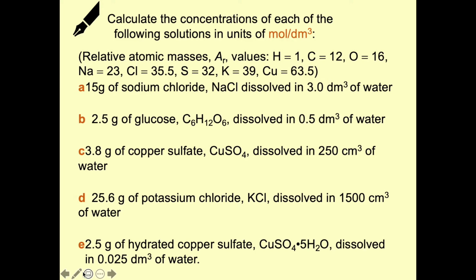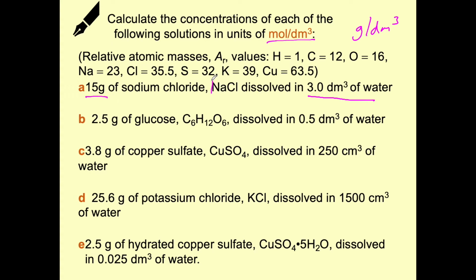So I will work through the first example with you. With this question, we've been given sodium chloride, 15 grams of it dissolved in 3 decimeter cubed. Now we want it in moles per decimeter cubed, so there's two ways of doing it. We could first convert our 15 grams to moles and then divide that by the volume, or we could work out our concentration in grams per decimeter cubed, and then thinking about that equation we just looked at on the previous slide, we would then divide by the MR to get our mole concentration. So I'm going to do the first method to begin with.